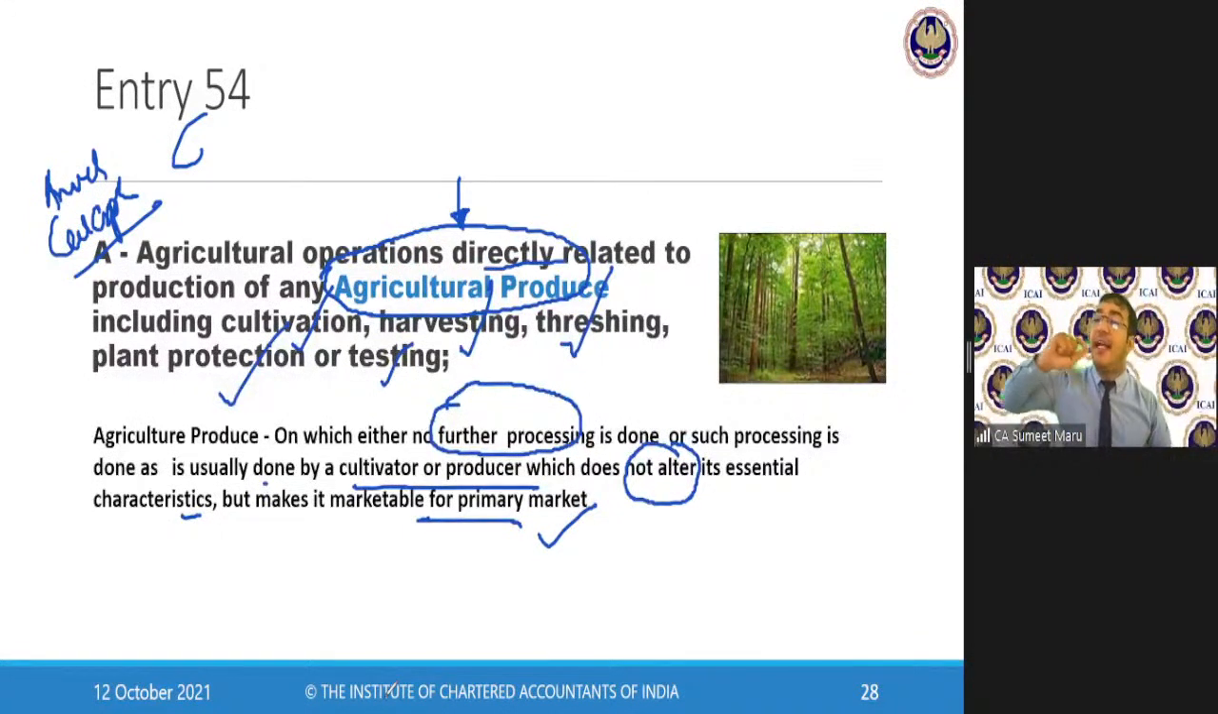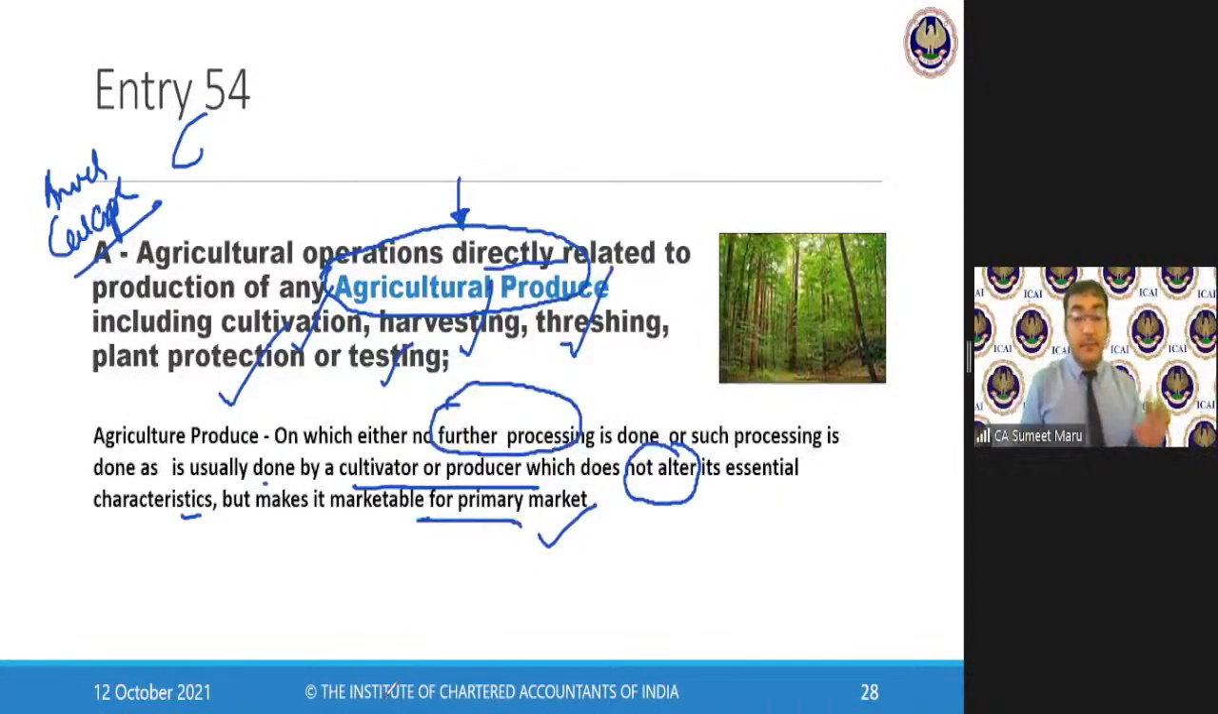So now here, while defining agriculture produce, they have very intelligently said that we will consider anything as agriculture produce only and only when you don't do any further processing upon that. So if you take out the onions, keep them as they are. If you are bringing the tomatoes, keep them as they are. If you are bringing the potatoes, keep them as they are. Please don't do any further processing over that.